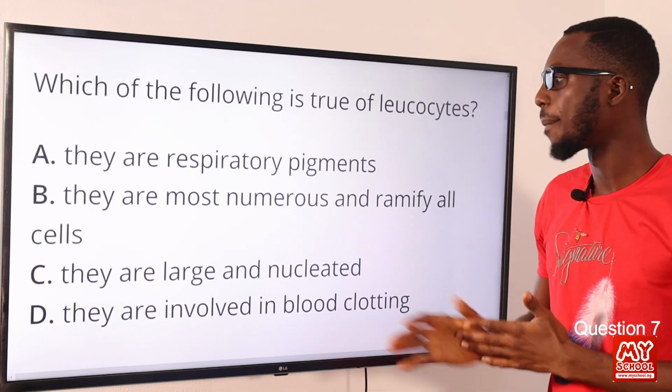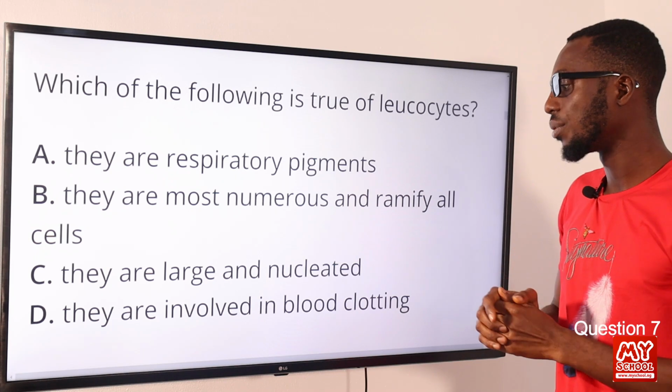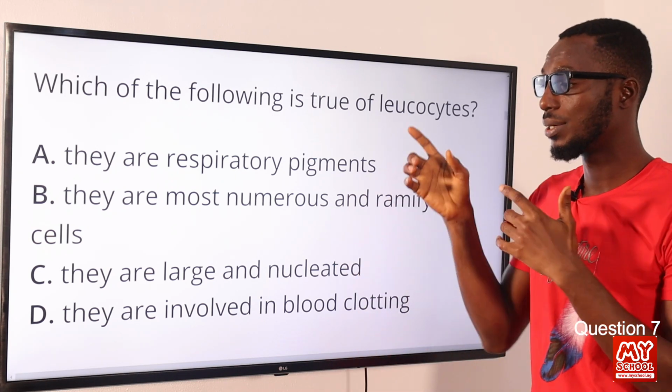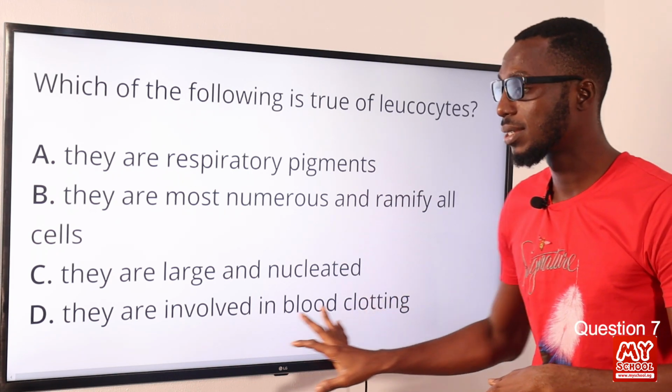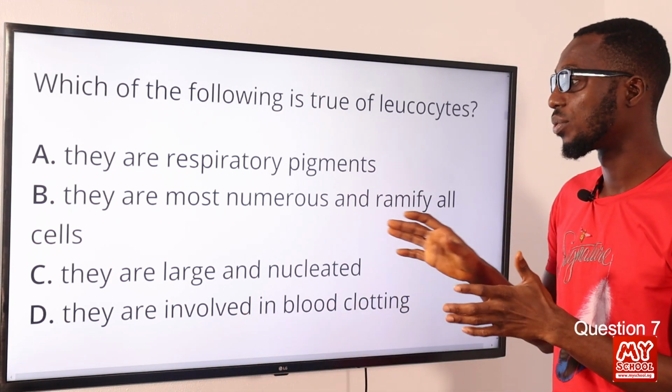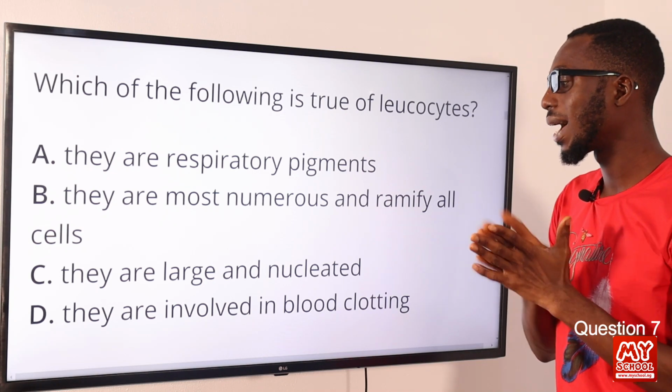So the difference is clear. Option C, they are large and nucleated. This is correct. They are larger than the red blood cells. D, they are involved in blood clotting. This is for platelets. So the correct option, once again, is option C. They are large and nucleated.